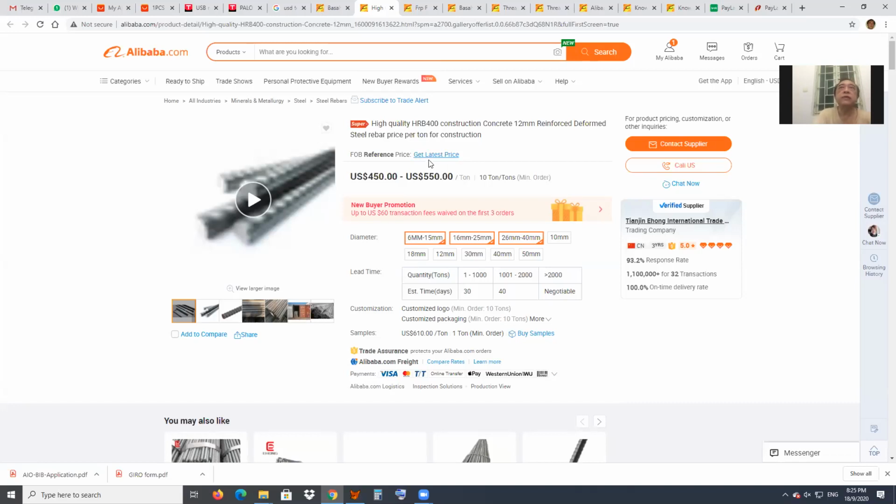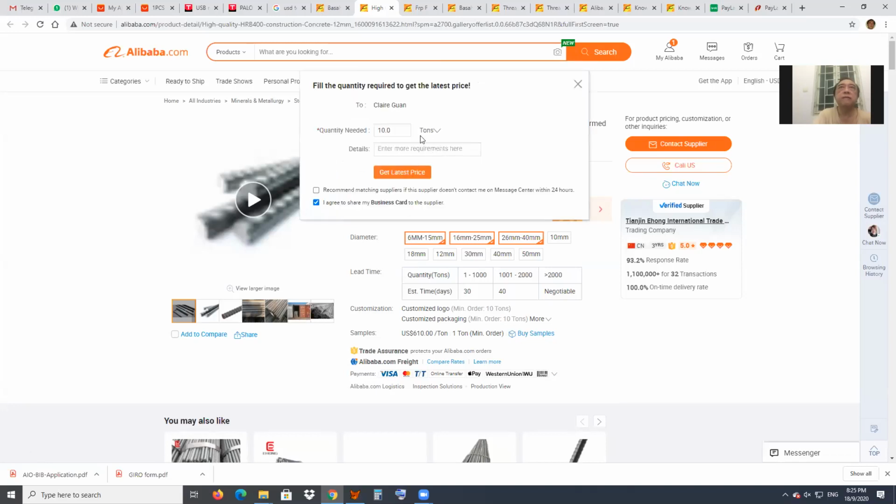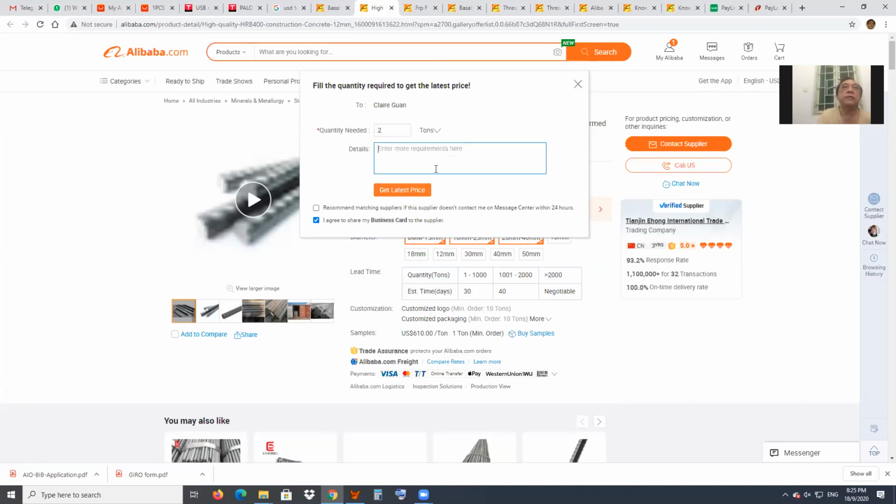So when you click, they ask you how much you want, how many tons you want. You want 10 tons, 2 tons. Then you type your requirement here. What's the diameter you want? Whatever requirements you want, whether you want it to be zinc coated or not, or what type of steel you want. Or if you are buying other things, then you have to specify the size, dimension, color, all sorts of things you have to tell them.